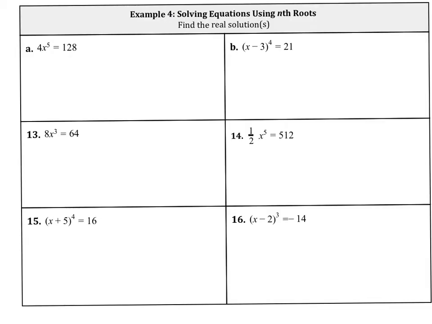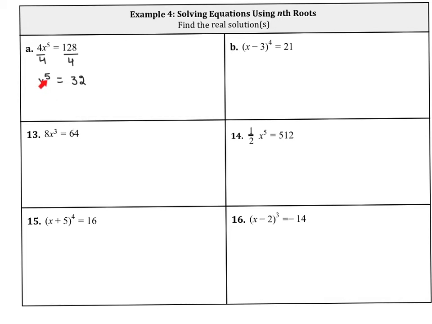We are going to solve letter A. 4x to the power 5 equals 128. First step is always take care of the number before or after the variable. So here is my variable x to the power 5. I want to get rid of the 4 first, so I'm going to divide by 4 on both sides, and I get x to the power 5 equals 32. Now I'm going to find the x value. It means I need to get rid of 5.